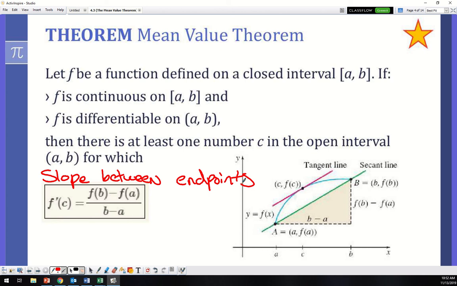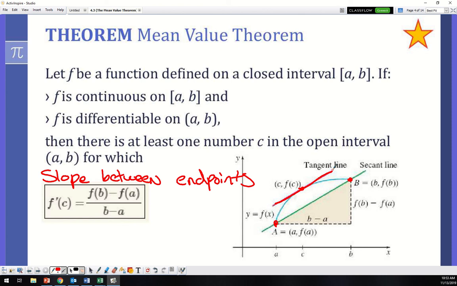What that means is the slope of my two endpoints must also be equal somewhere in here. So whatever slope this is, let's say it's a positive 1/2, somewhere on my curve there must also be a point where the slope is that same thing. In my case, it's right here. Does that make sense? So now, in this case, mean value theorem.